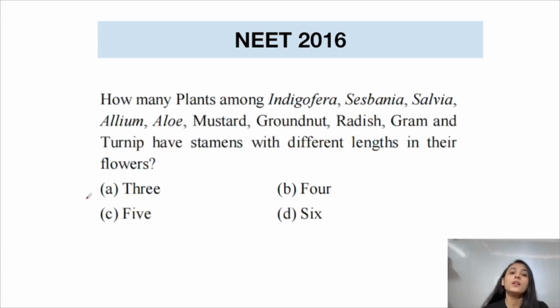Okay. Now this question is from NEET 2016. How many plants among Indigofera, Sesbania, Salvia, Allium, Aloe, Mustard, Groundnut, Radish, Gram and Turnip have stamens with different lengths in their flowers? Now see, it is talking about the concept of stamens having different lengths within flowers. Now we studied two examples in this case, that flowers having stamens showing variation in their lengths within the same flower.